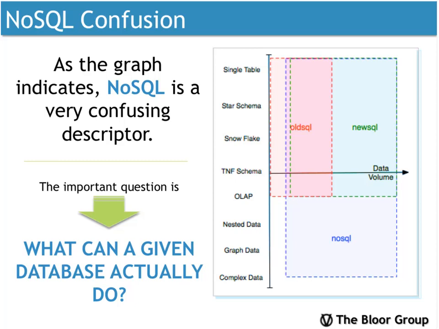In terms of this graphic on the left, we can see there's complex data, graph data, nested data, OLAP type data, third normal form schema, slow fake star schema, single table. And NoSQL just spreads quite across that lot, but a NoSQL database can't do all of that. It's particular types of databases that do particular things, which is just me not being particularly happy with the word NoSQL. And the point is, what can a given database actually do?